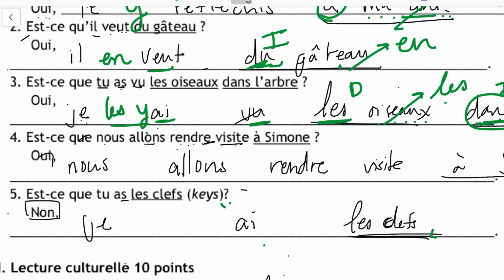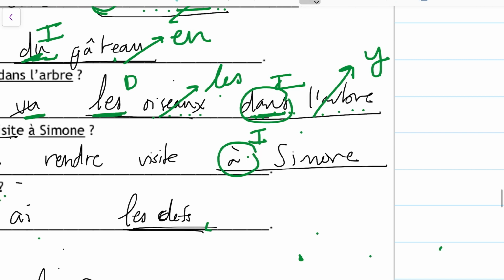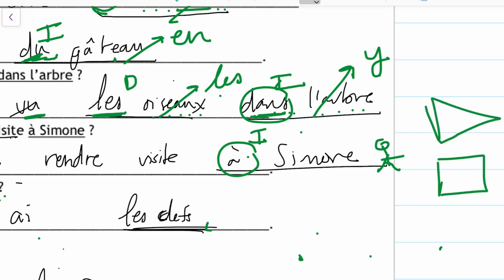Next one. Nous allons rendre visite à Simone. Let's see what we can do here. À is a preposition, so this is indirect. Simone is a person. This gets a little complicated because I have to now ask myself, is it the triangle or is it the rectangle? The triangle kind of looks like the letter A, a sideways A, right? Like this. So if it's in the triangle, because it's indirect, it's got to have à for the person.